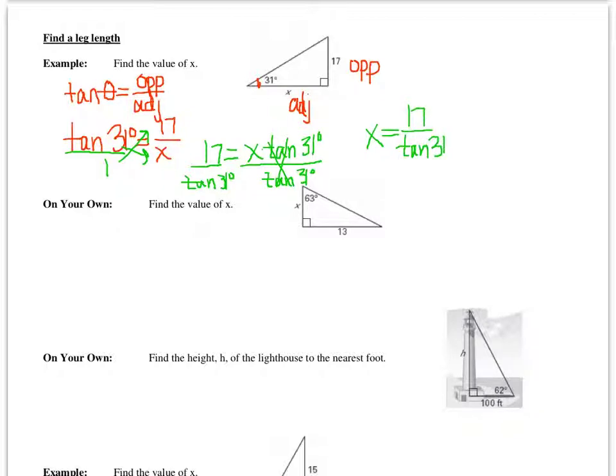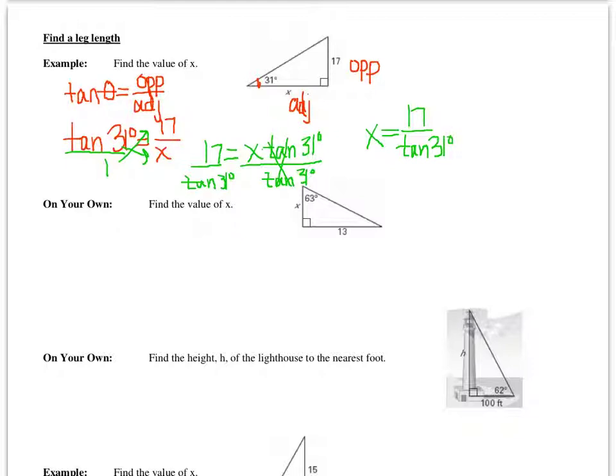So 1 times 17 is 17 equals x times the tangent of 31 degrees. Now I want to get that x alone, so I need to move the tangent of 31 to the other side, and I'll do that by dividing both sides by the tangent of 31 degrees. So those cancel out right there. So I have x equals 17 divided by the tangent of 31 degrees.